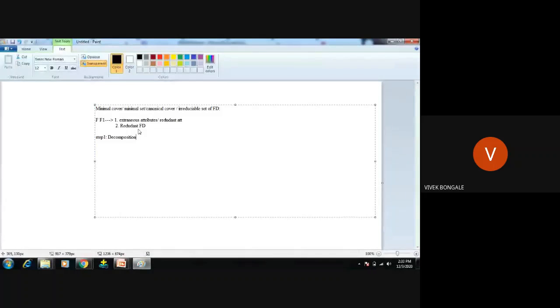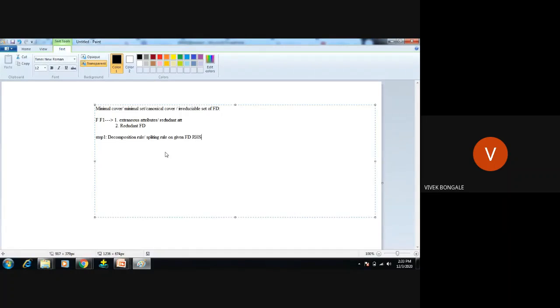Functional dependency. First, we have to apply the decomposition rule. Decomposition rule is nothing but the splitting rule, right? First, we have to apply the decomposition rule, or splitting rule, on the given functional dependency. But we can apply the splitting rule only on the right hand side, not on the left hand side, right?